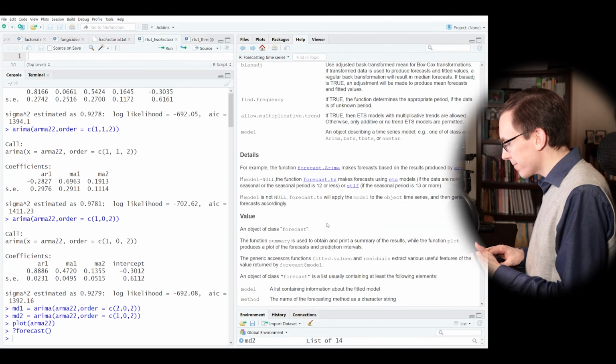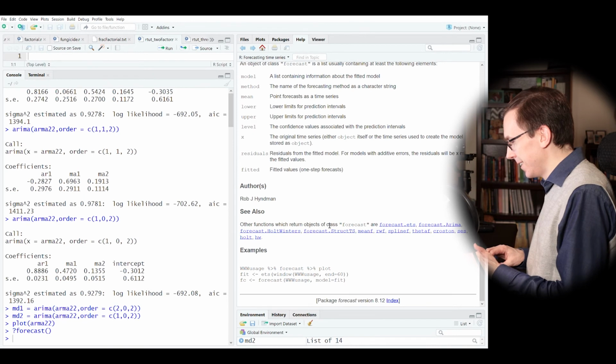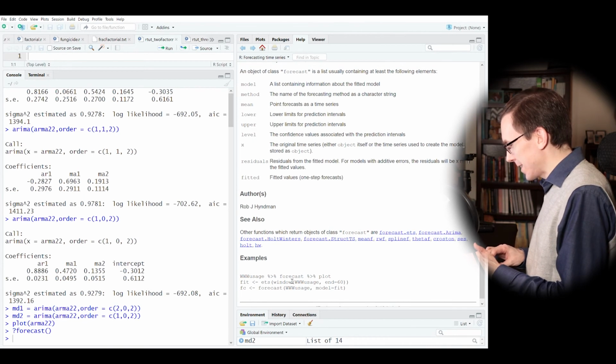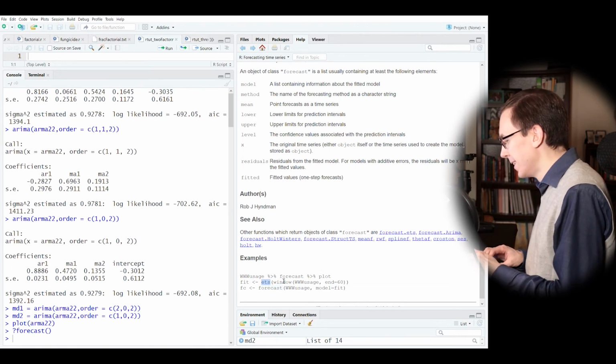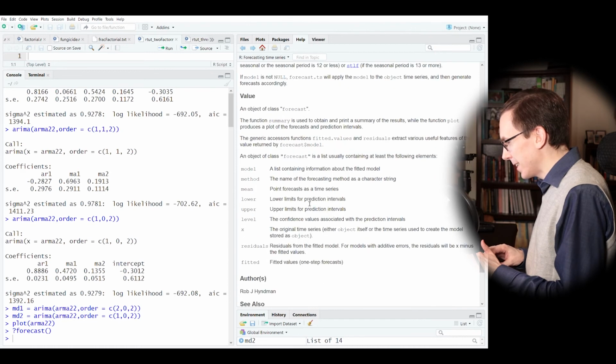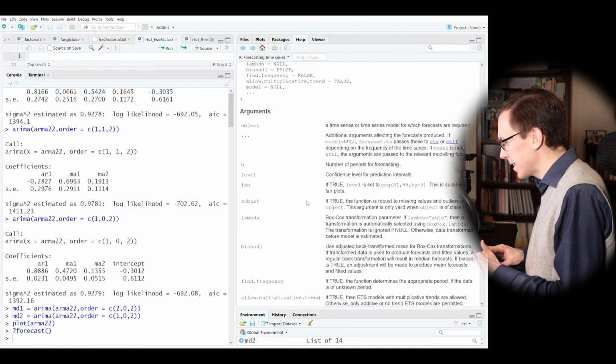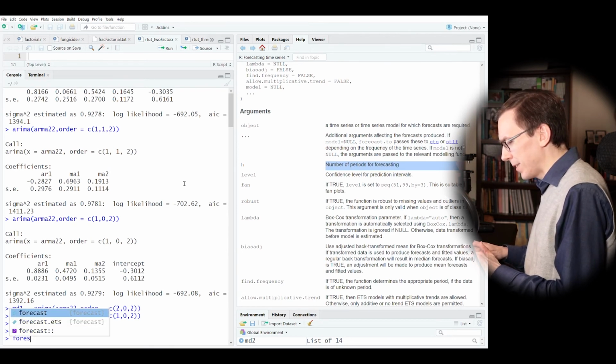So if we go all the way down here, are they going to give us an example? Yeah, in this case, they use ETS to fit. It's a different thing for fitting. We'll talk about it. But then what they do here is, yeah, they basically say use forecast, and I believe you can use h for the number of periods of forecasting. So let's try that. And I believe it should give us a nice plot.